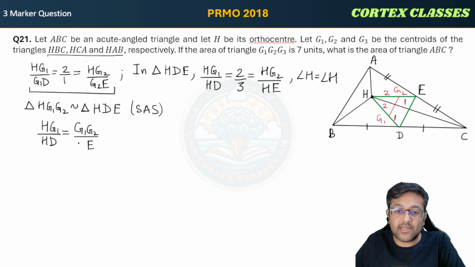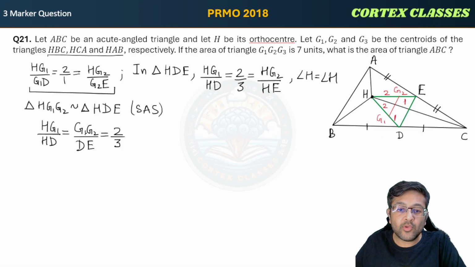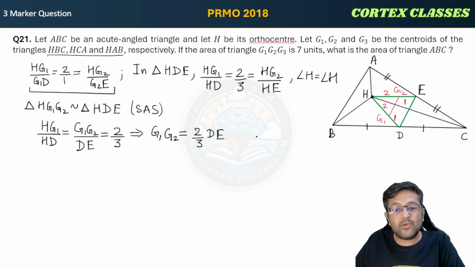The ratio of these two lines is also the same, and we know HG1 upon HD is 2:3, right guys? I hope it is clear to everyone that it was 2:1. HG1 is to G1D is 2:1, so HG1 is to HD is going to be 2:3, right? I hope this thing is clear. So guys, from here what have we got? First of all, G1G2 is equal to 2/3 of DE, right?